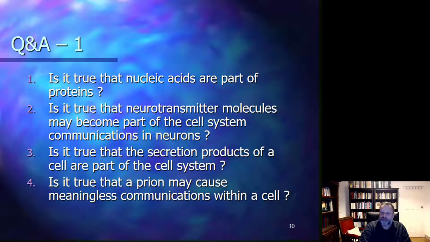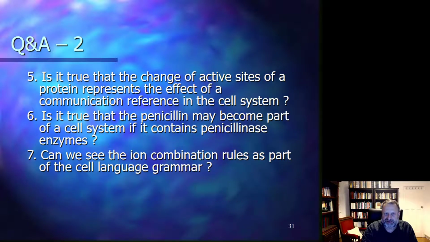Is it true that a prion may cause meaningless communications within the cell? And the answer is yes, this is what we discussed. The prion distorts the normal conformation of the proteins, and by doing this, prevents these molecules from delivering their normal role, so they lead to meaningless communications in the cell. Next question, is it true that the change of active sites of protein represents the effect of communication reference in the cell system?